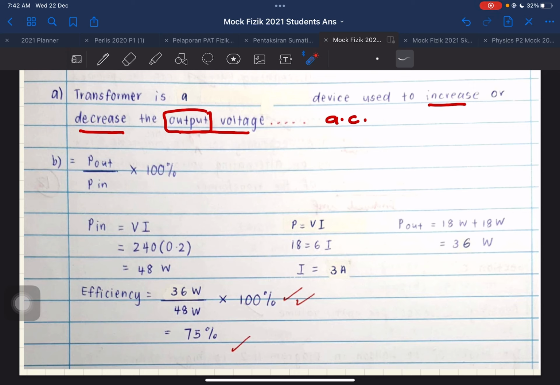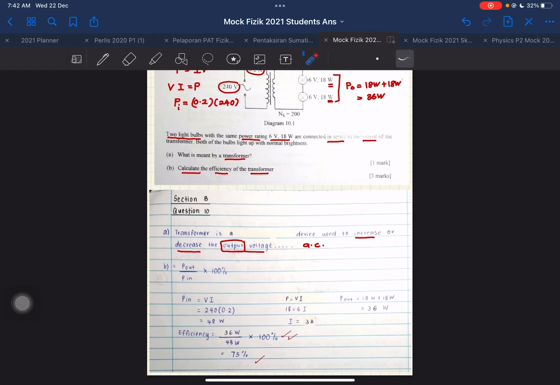So there you will get, since it is 3 marks, tick 1, tick 2, and then this is the final answer, tick 3, 75%. Okay, clear about this.